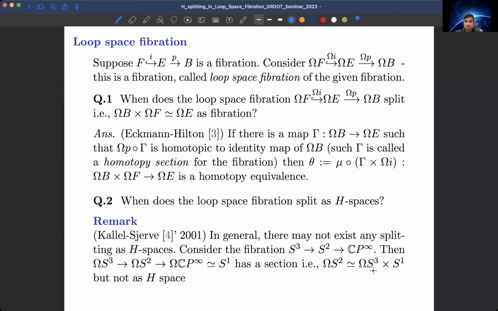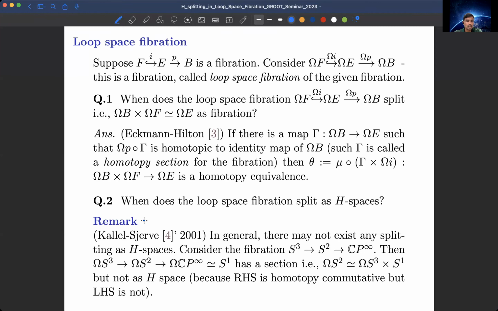So the product is also abelian, but it can be shown that this ΩS², with the concatenation map, is not abelian, and that can be seen by looking at the Whitehead product, which I'll define later. So ΩS² is not commutative, at least not homotopy commutative. On the right-hand side you have a commutative thing, on the left-hand side you don't, so there cannot exist any H-space map between these two.